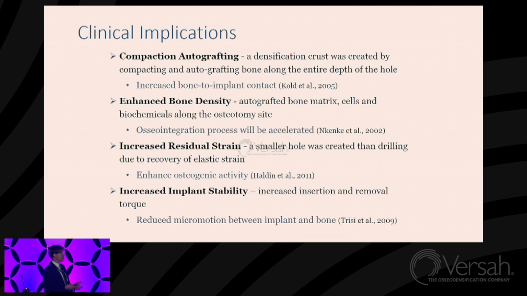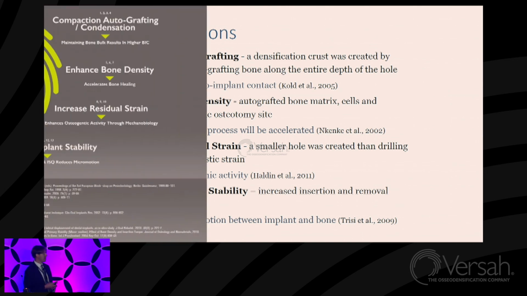The residual strain is demonstrated by the smaller hole that was created through the springback effect, and residual strain is also beneficial for osteogenic activity, as well as the primary stability for keeping micromotion at this interface below the pathological threshold.